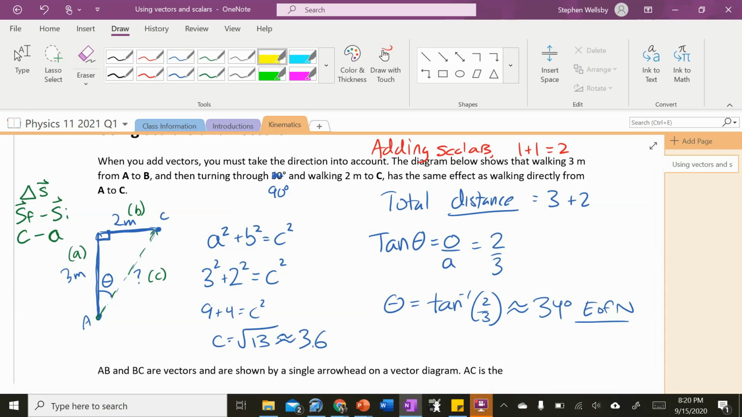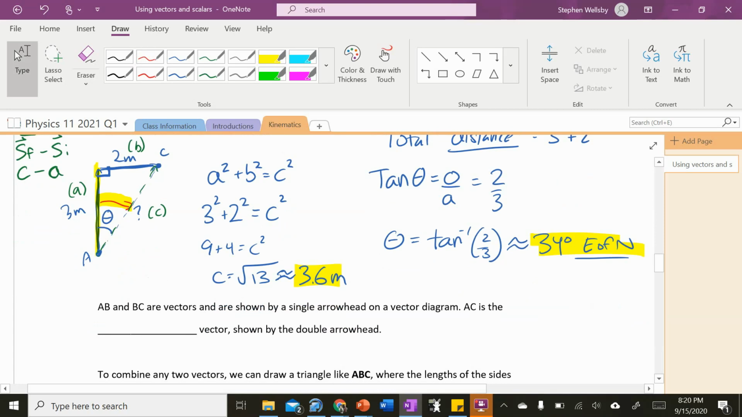So my total answer for this question is going to be 3.6 meters, and that's going to be 34 degrees east of north. That's my displacement. From A to C, I've moved a total of 3.6 meters, and I moved approximately 34 degrees east of north. And what I mean by east of north is that I start with a line that goes north, and I figure out how far to the east I had to travel from my north line. So I went to the right, or I went clockwise, 34 degrees away from north, so east of north.